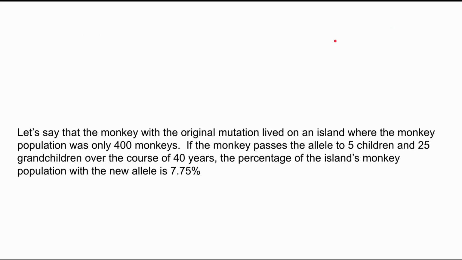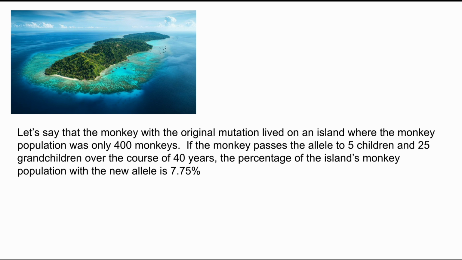But look what happens on a smaller island. Let's do the exact same thing. We're going to have the one monkey with the mutated allele that makes it more likely to survive, that natural selection is going to favor with positive selective pressure. That monkey lives on an island, and instead of having 10 million monkeys, it lives on an island that only has 400 monkeys. Now the same thing is going to happen. That one monkey is going to give rise to 5 children, and those 5 children will each have 5 children. So that's a total of 31 monkeys. If I take 31 monkeys out of 400 monkeys, what I find is that's 7.5% of the population, and that's a lot more than that 0.00031%.